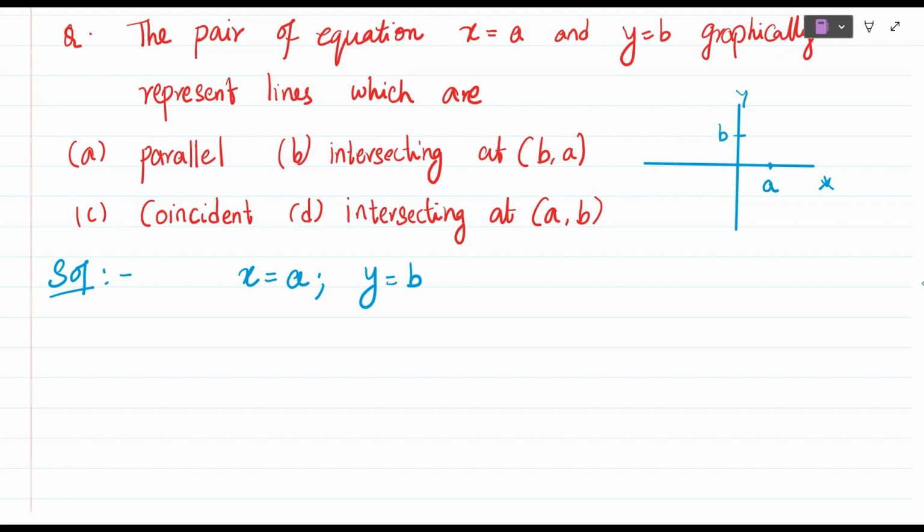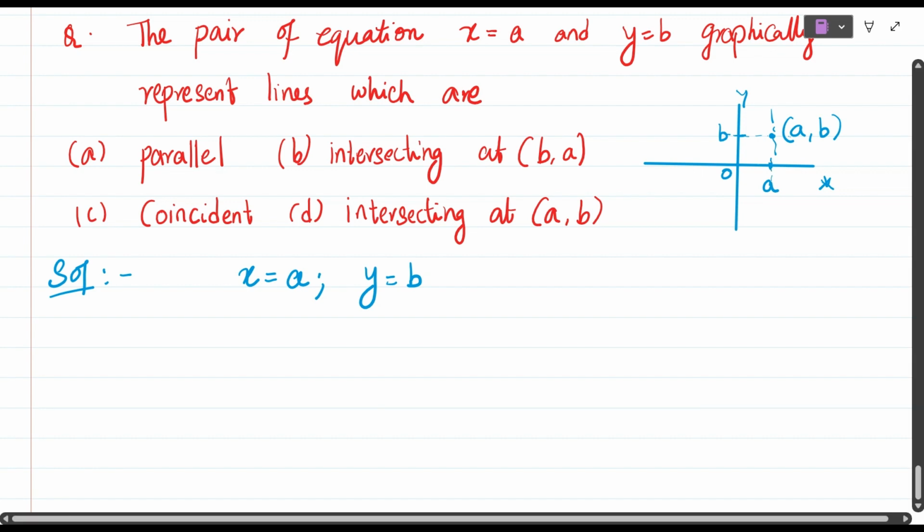Okay. So where will be the coordinates for this? This is a comma b, right? Do you understand this? Okay. So from here to here is b and from here to here is a. Okay. So where are they intersecting? These are intersecting at a comma b. The lines x is equal to a and y is equal to b are intersecting lines at what point? A comma b. Did you understand, students?